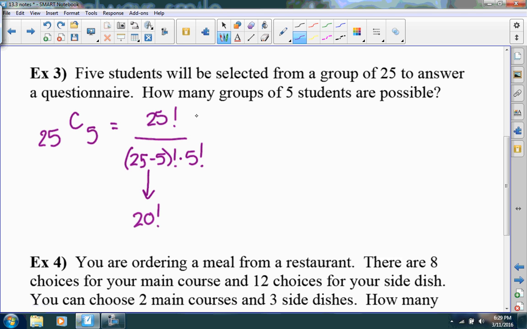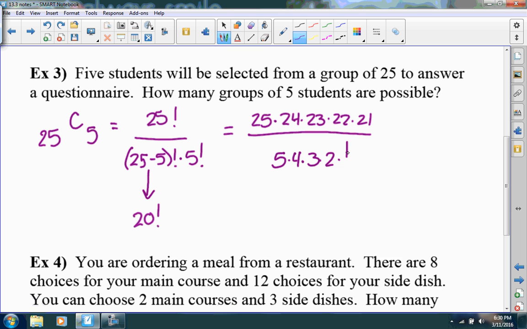So everything in the numerator from 20 down to 1 is going to cancel with everything here in the 20 factorial, because that's 20 times everything all the way down to 1. So I'm not going to write this all out. I'm going to be smart. I'm going to use a little bit of my brain power to do some cancellation here. I'm going to have the 25, 24, 23, 22, and 21. And then everything from 20 after would cancel with this 20 right here. But I would still have this 5 factorial: 5 times 4 times 3 times 2 times 1.